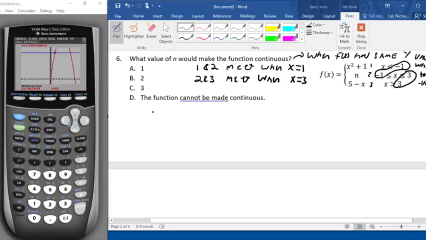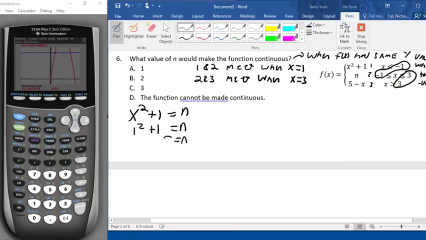So let's apply this. You will have x squared plus 1 is equal to n. And then when you plug in function 1, function 2, remember x is equal to 1, so you'll have 1 squared plus 1 is equal to n, so 1 squared is 1, plus 1 is n, so n is equal to 2.